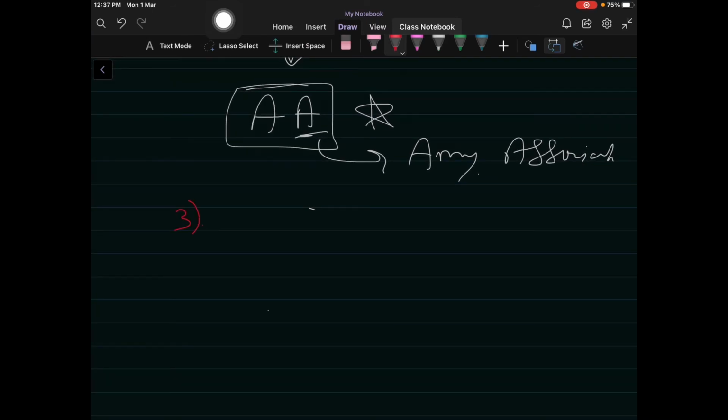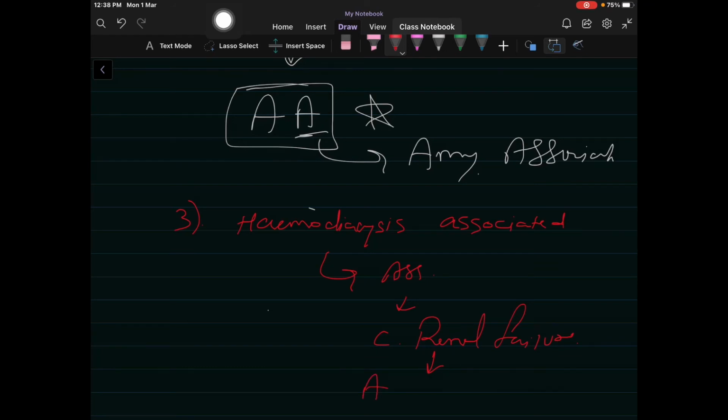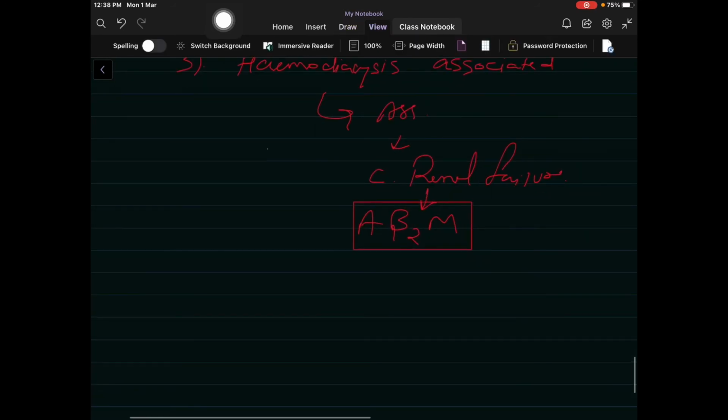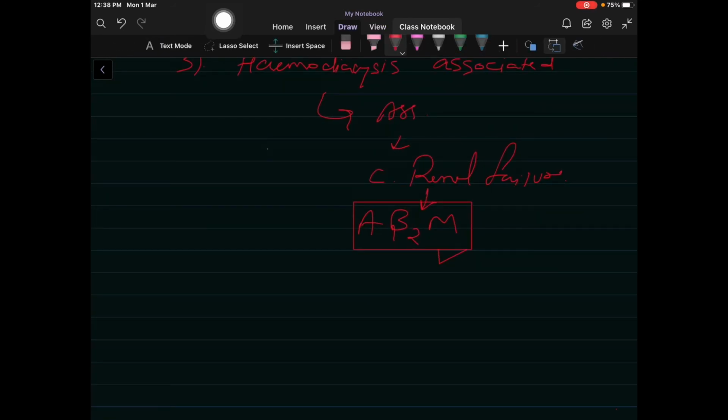The third one is hemodialysis associated. The associated disease with it is chronic renal failure. And the major fibrillar protein is A beta 2M. Here the A beta 2M denotes beta 2 microglobulin.